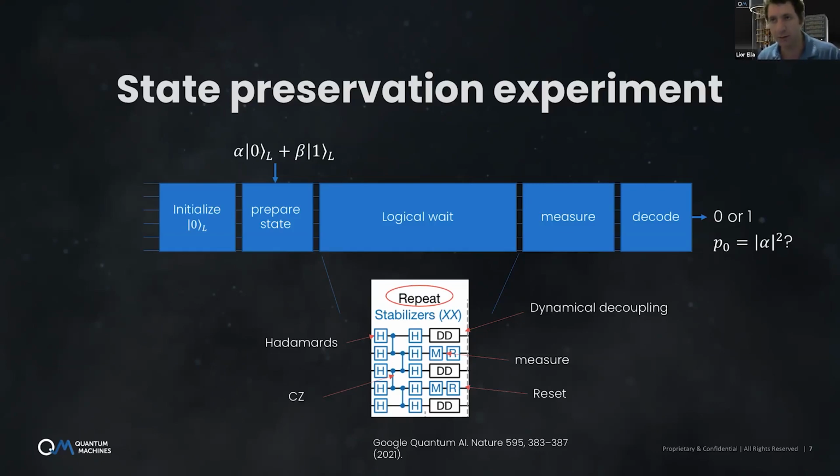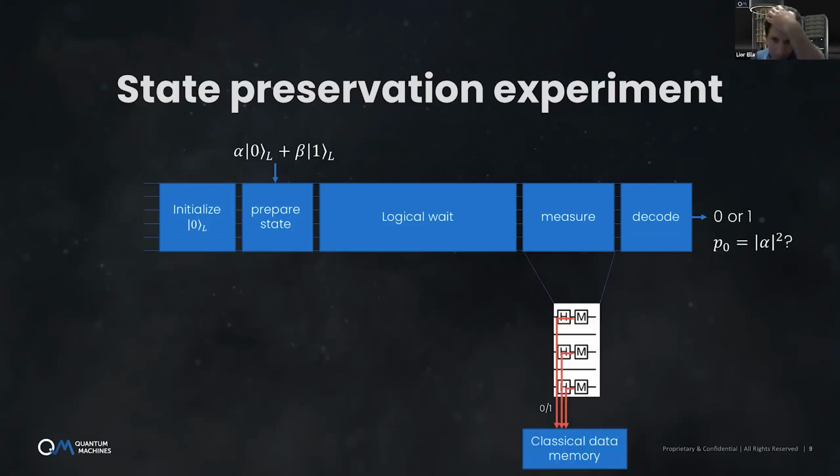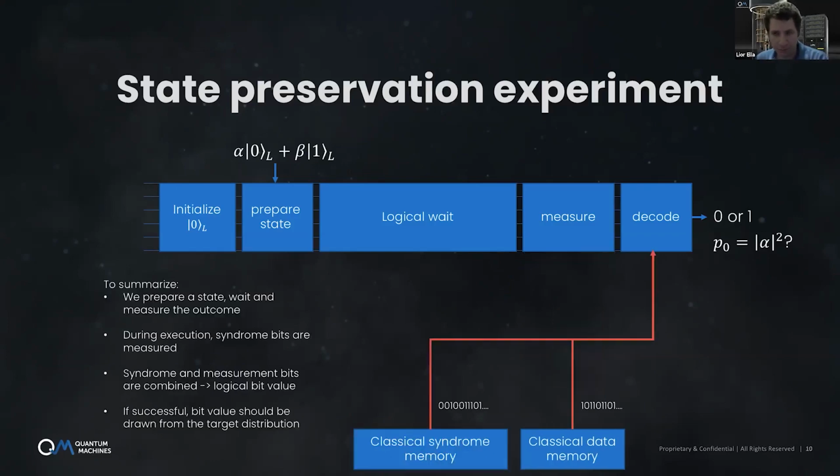And what is actually going on here is not trivial, okay? It's not something that you could have foreseen that you would want to do all of these things a priori, okay? So another thing to understand is that as this goes on, these ancilla measurements that we talked about, their measurement results, which are called syndromes, go into this classical syndrome memory. And then the final state of the data qubit is measured, and the result of the measurement goes into the classical data memory. Then both of these are fed into the decoder, and the decoder is going to give us either 0 or 1. Okay, so that's the basic idea of a state preservation experiment.